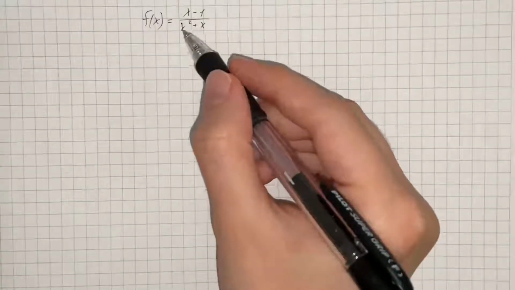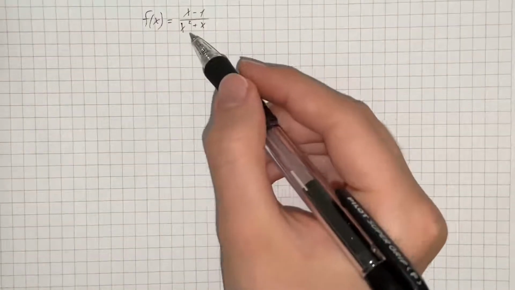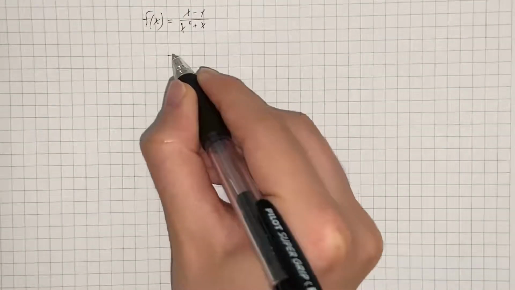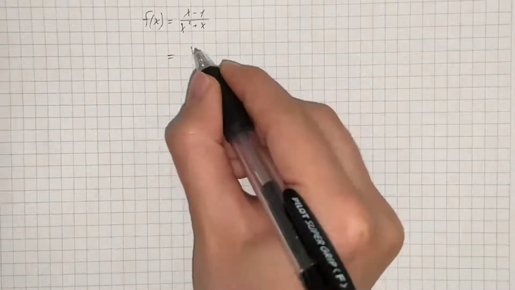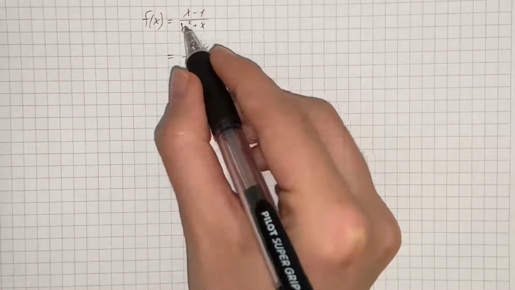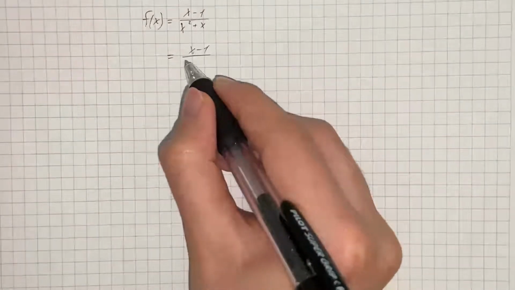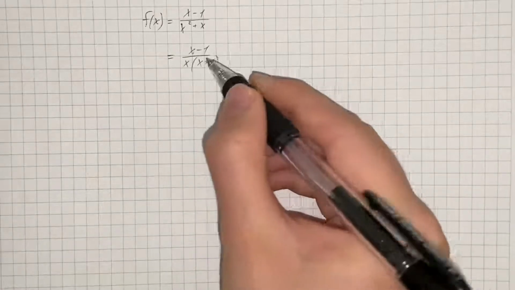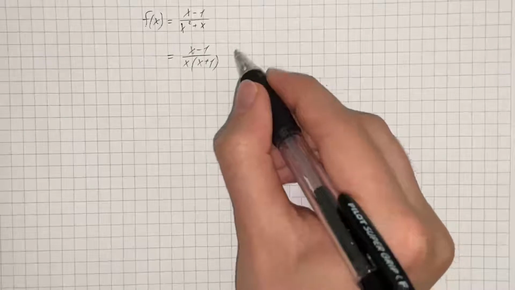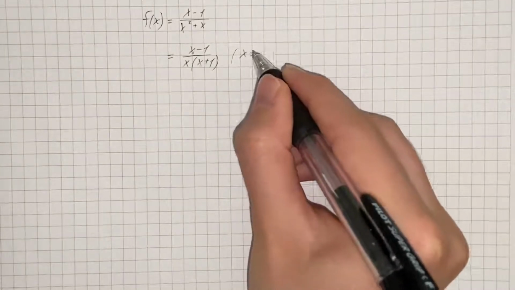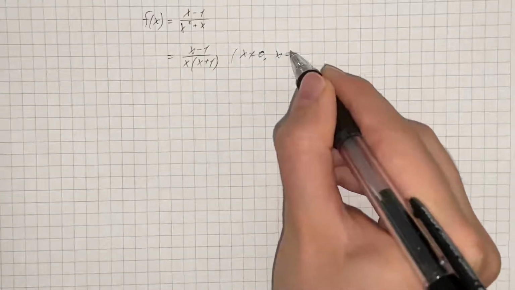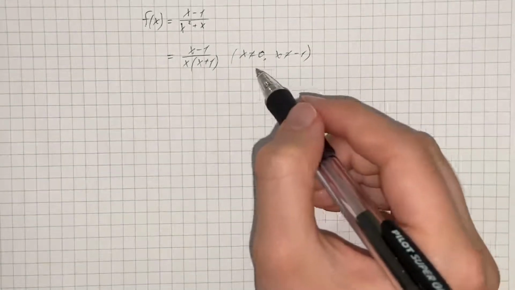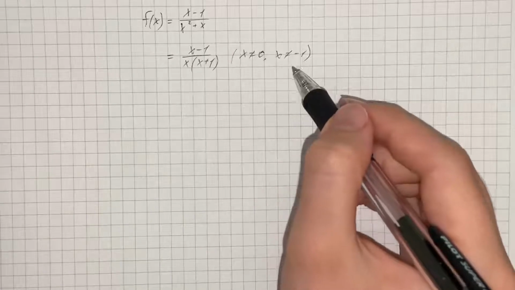We have to identify the locations of any discontinuities of the given function, and at first we're going to simplify it. So that equals (x minus 1), and in the denominator we can take out the common factor, which is x, and multiply by (x plus 1). Therefore the function is not defined at the points x equals 0 and x equals -1. So the points of discontinuity are x equals 0 and x equals -1.